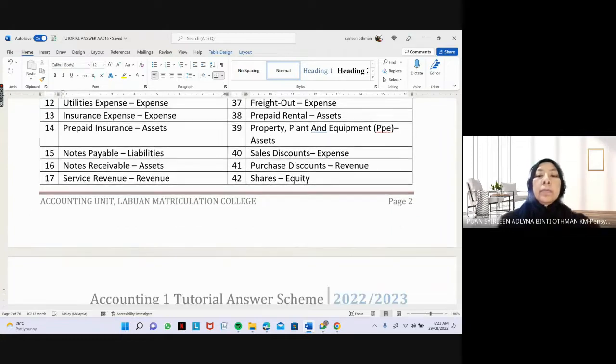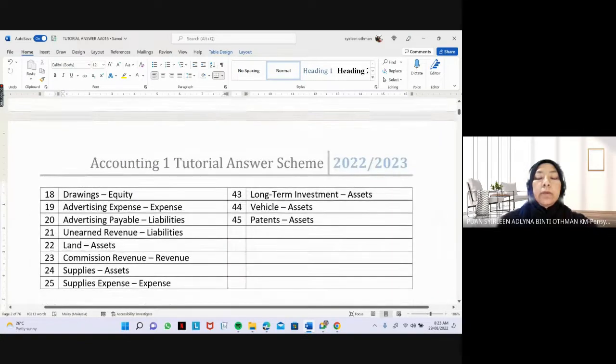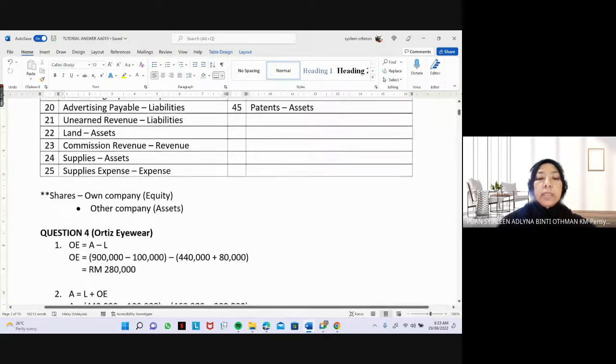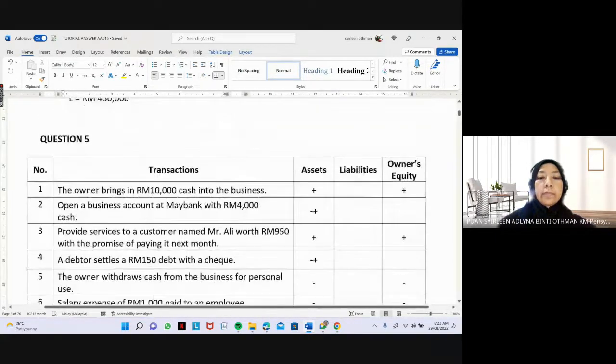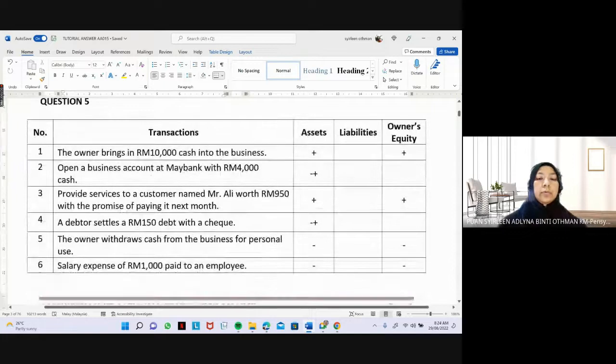Okay. And then 43, we have long-term investment, which is asset. Okay. And then vehicles and patents, also asset. It's just that vehicles is tangible assets. Okay. Fixed asset, and patents is intangible asset. Okay. That is for number 3. Okay. We go through the questions. The next question, which is question 5.